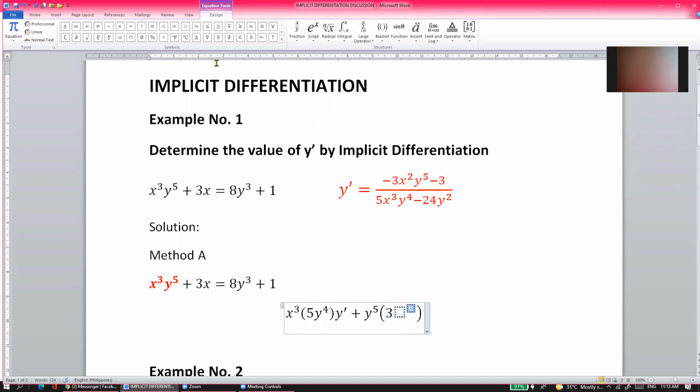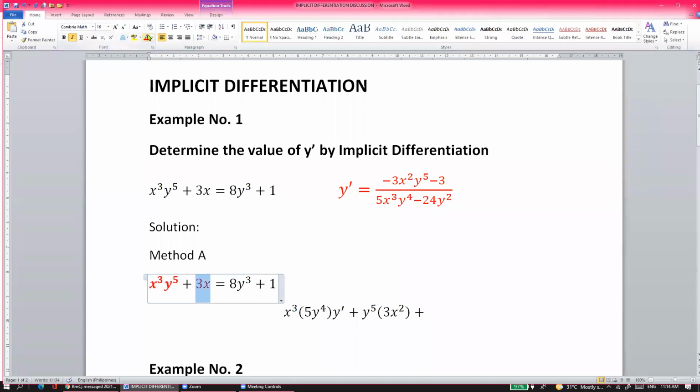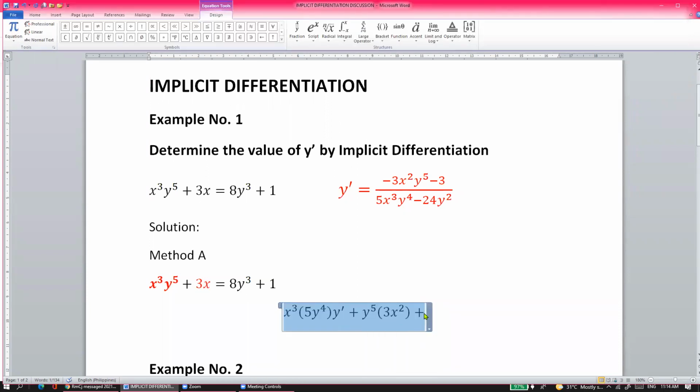Paki-off yung mga audio natin, mga anak. Yan. Then plus. Now, tapos na tayo sa red mark na x cubed y to the fifth power. Let us now move to the 3x. Kung hahanapan natin ang derivative ng 3x, ano ang derivative ng 3x? 3 po. So I'll just type 3. Then equal. And then how about the derivative of the next term? 8y cubed.